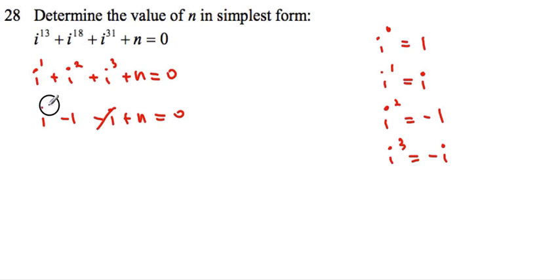Then obviously these two cancel out. Then we end up getting negative 1 plus n becomes 0. That tells you that n must be equal to 1. Alright, we'll continue.